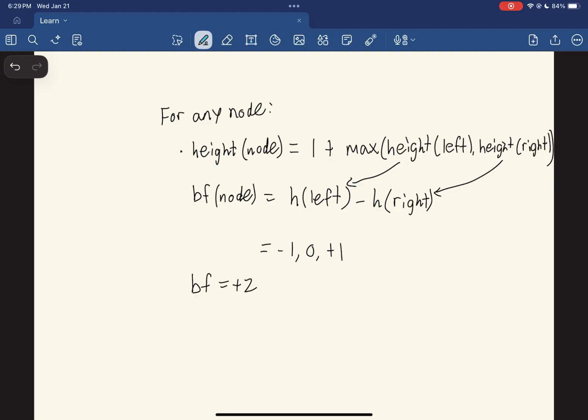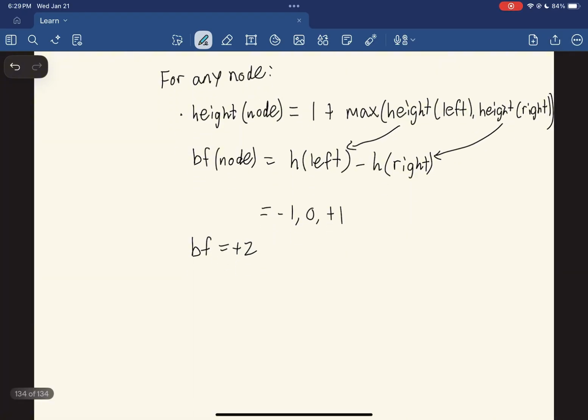That means the left side is too heavy. If you get -2, that means the right side is too heavy. And when that happens, we want to do this thing called rotation. What that does is it changes the +2 and -2 into one of these: -1, 0, or +1.